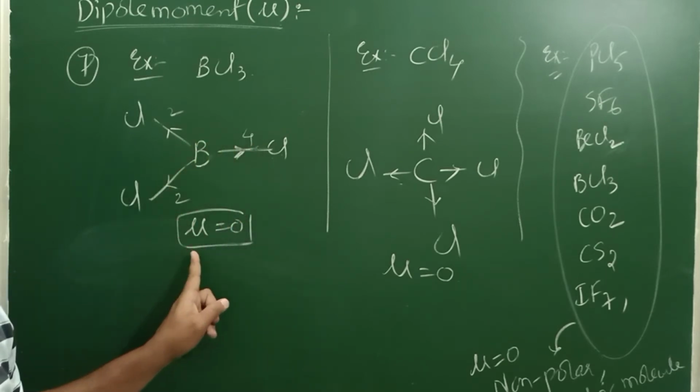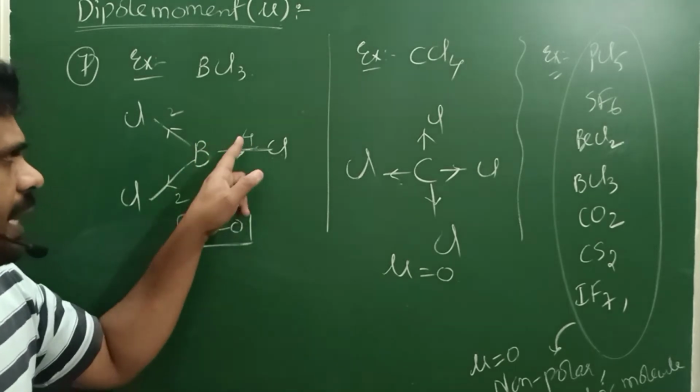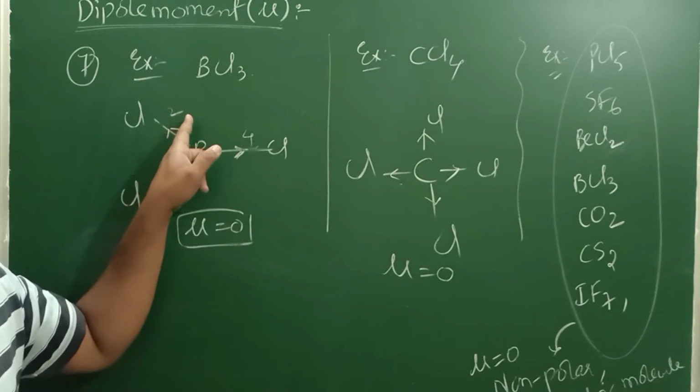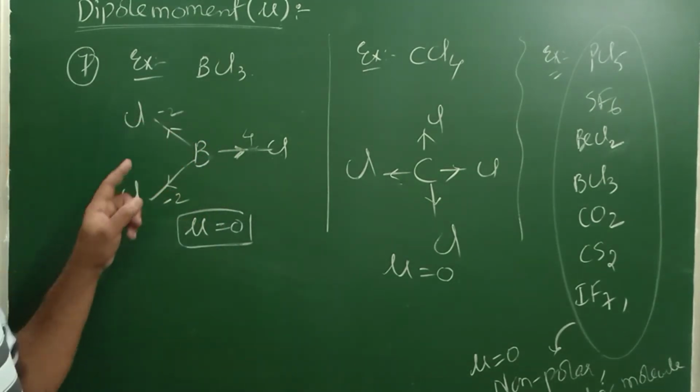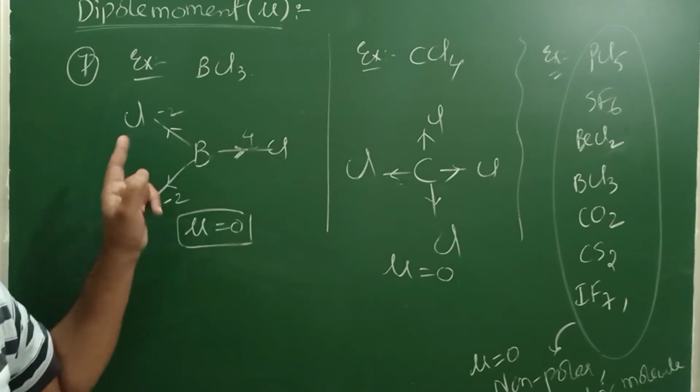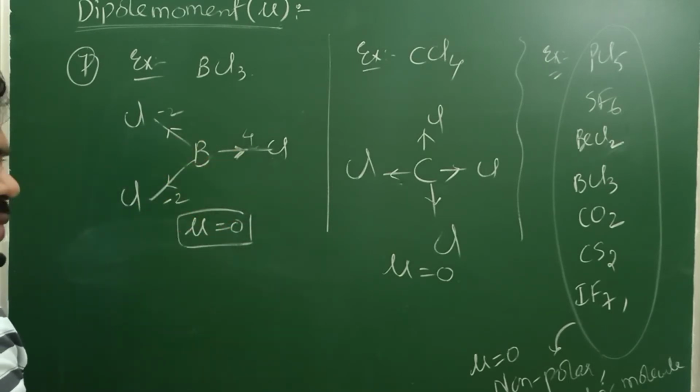So, the net dipole moment is nothing but 0. Let us say this is positive 4, this is negative 2, and this is negative 2. Then minus 2 plus minus 2 is minus 4, plus positive 4 is equal to 0.